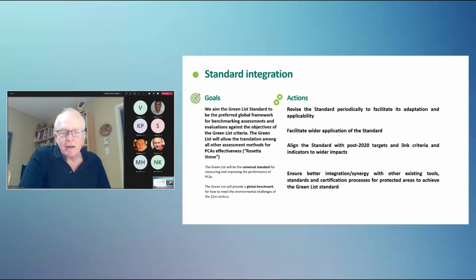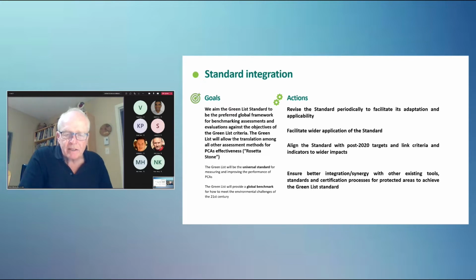Good morning to you all online in Marseille from Canada. I'm going to talk about the integration of the standard with many other tools that exist to look at management effectiveness and protected area outcomes. First of all, it's important to note that this is a standard. It's an IUCN Council approved standard. It was built on peer-reviewed work. It went through lots of thought, lots of testing.